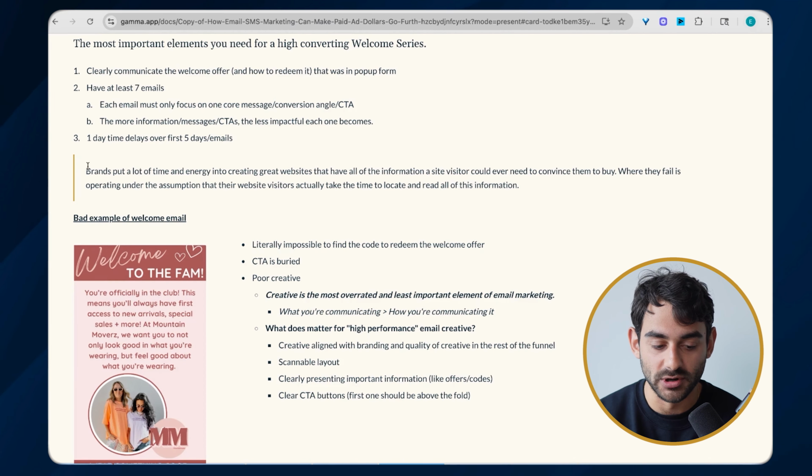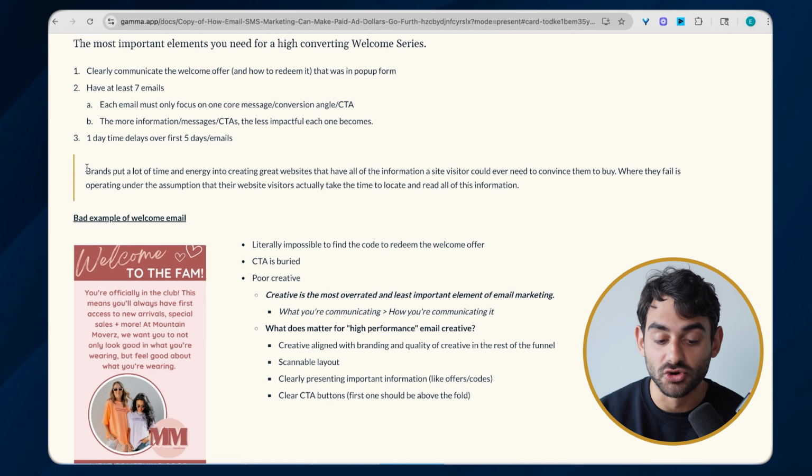Now, this is super important and a really good call out. Brands put a lot of time and energy into creating great websites that have all of the information a website visitor could ever need to convince them to buy. But where they fail is operating under the assumption that their website visitors actually take the time to locate and read all of this information.